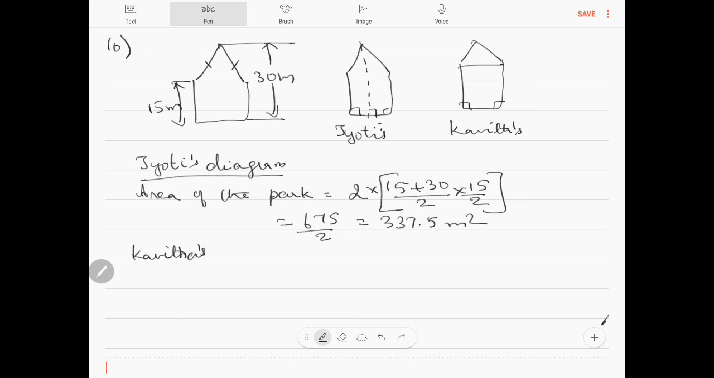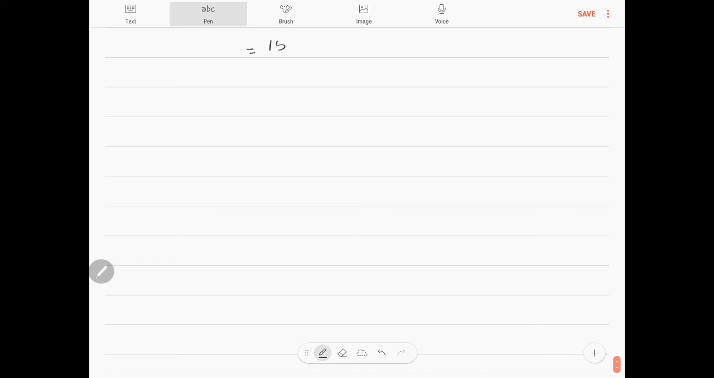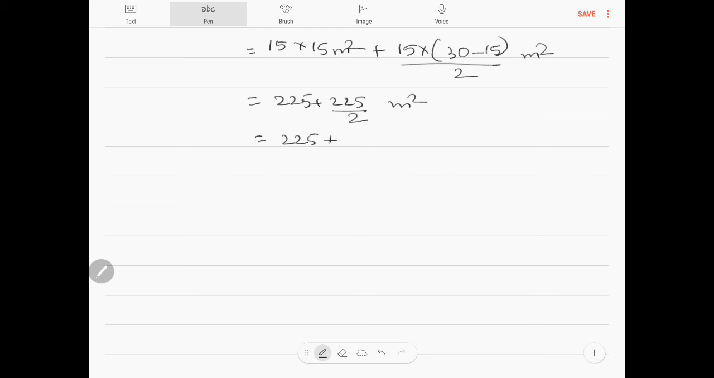According to Kavita's diagram, area of the park is equal to 15 into 15 meter square plus 15 into 30 minus 15 by 2 meter square. We'll just split and write. So 225 plus 225 by 2 meter square. Just nothing but 225 plus 112.5 meter square, which is equal to 337.5 meter square.